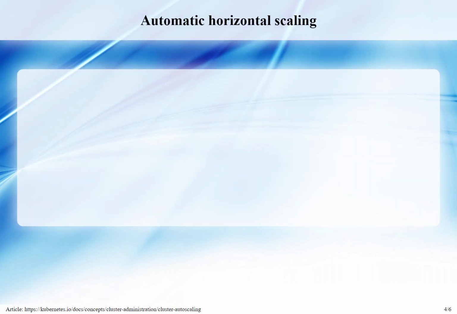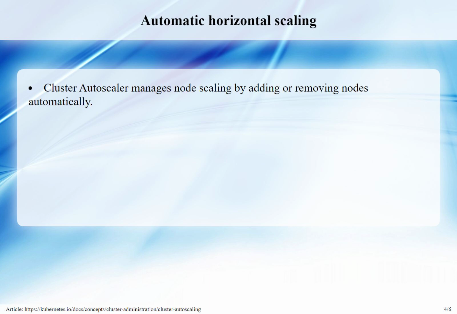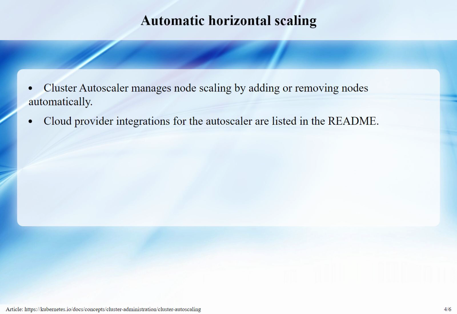Automatic horizontal scaling. Cluster Autoscaler helps automatically manage node scaling in a cluster. It's compatible with cloud providers or Kubernetes Cluster API for node management. It adds nodes for unschedulable pods and removes empty nodes. The autoscaler can integrate with various cloud providers. A README document provides details on available cloud provider integrations for the autoscaler.